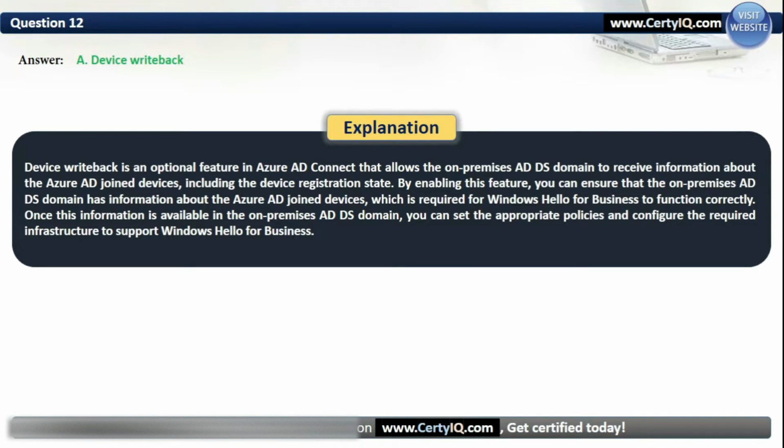Device writeback is an optional feature in Azure AD Connect that allows the on-premises AD DS domain to receive information about the Azure AD joined devices, including the device registration state. By enabling this feature, you can ensure that the on-premises AD DS domain has information about the Azure AD joined devices, which is required for Windows Hello for Business to function correctly. Once this information is available in the on-premises AD DS domain, you can set the appropriate policies and configure the required infrastructure to support Windows Hello for Business.